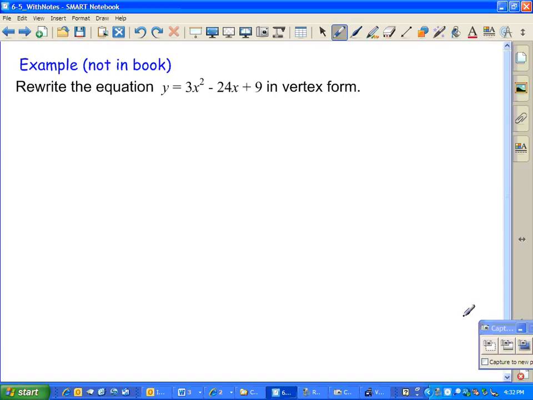Okay, and now an example that's not in the book. They do have a similar example: how to deal with converting to vertex form from standard form when the value of a in the equation is not equal to 1. It's a little bit more of a challenge, but we can do this. The algebra method, the completing the square method, just has one extra step at the beginning and one extra step at the end.